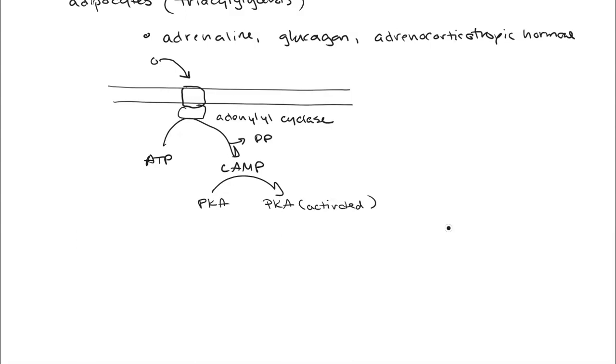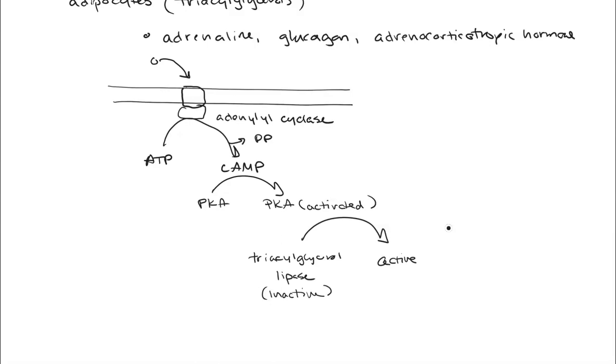So what this looks like is triacylglycerol lipase, and we'll just call this inactive. And then through phosphorylation, I'll just write active here. And what this is going to do then is act on triacylglycerols, liberating fatty acids.